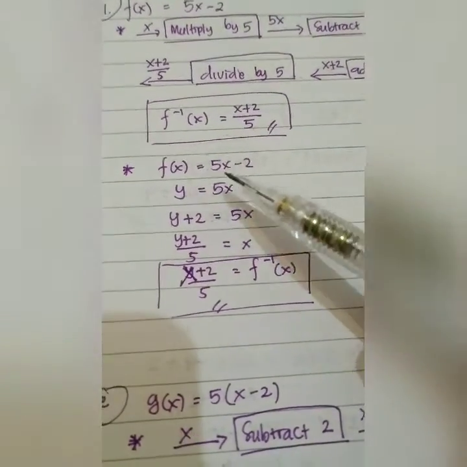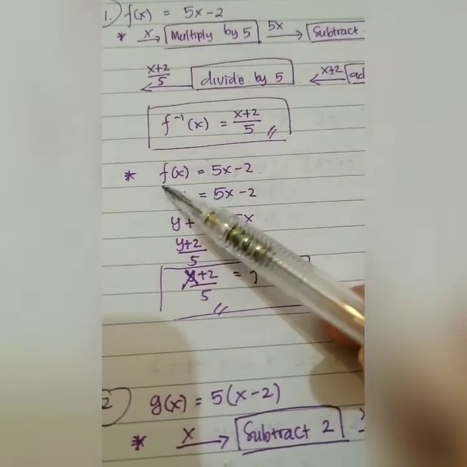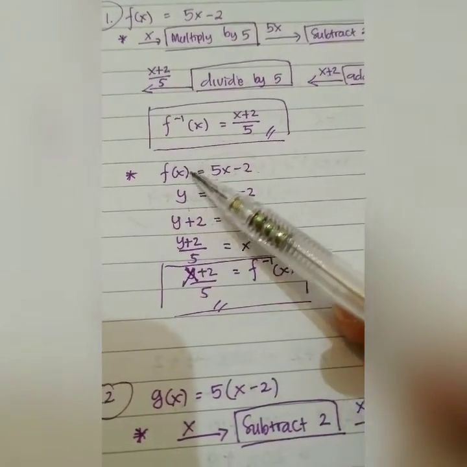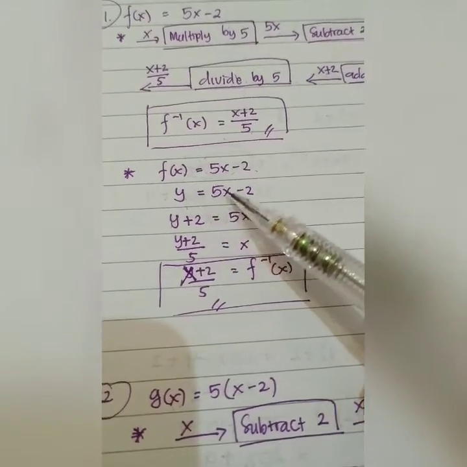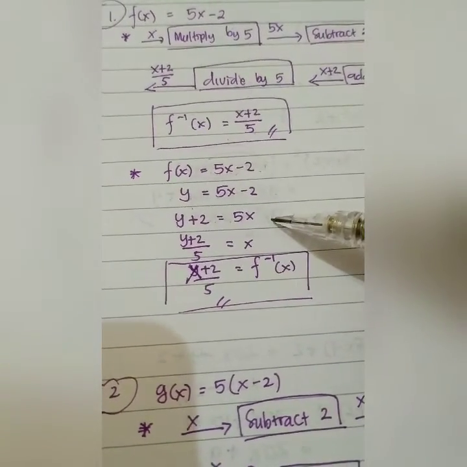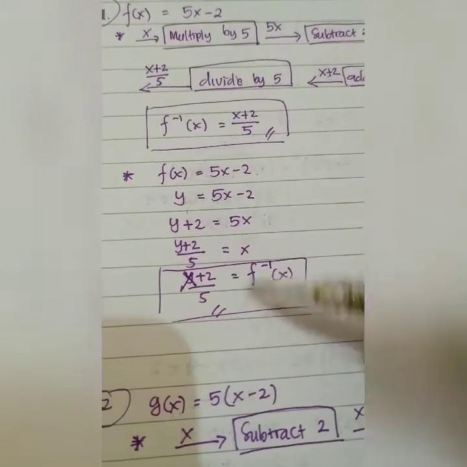The second method that we have here: f(x) equals 5x minus 2. First, you change f(x) to y. So y equals 5x minus 2. After this, it is the simplest way. I think you may use this to find the inverse function.